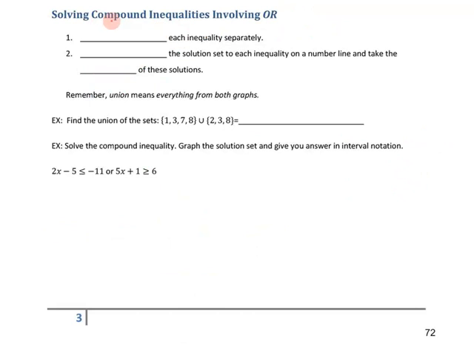How do we solve compound inequalities that involve an OR? Okay, remember OR is connected with union, so we're going to do the exact same steps, except we're going to union the two graphs. So we're going to solve each inequality separately, graph each solution set on a number line, and take the union of these solutions. And remember, union means everything from both graphs.